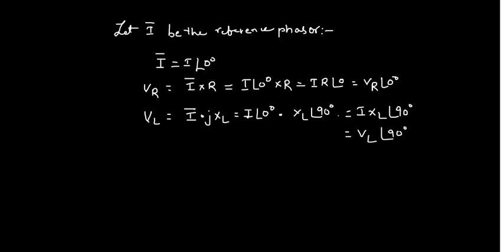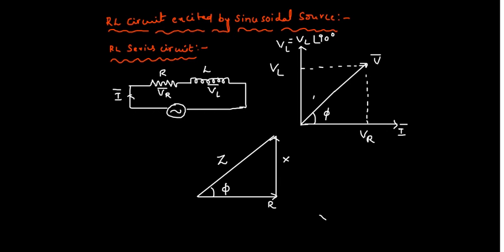Now I need to calculate the total voltage. This is VR bar and this is VL bar. Now I need to calculate V bar. V bar, the resultant, is I bar into Z bar. That is I at an angle 0 into Z at an angle phi. Combining I into Z, I get V at an angle phi. So these are the three voltages corresponding to this waveform.